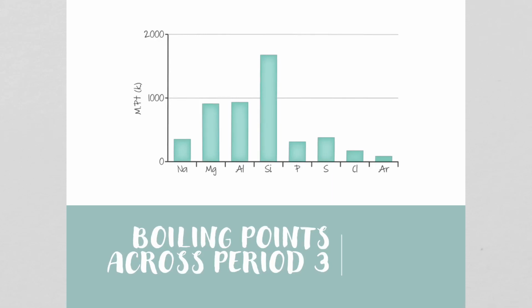This is just showing you the trend of boiling points across period 3. So sodium has a low boiling point, magnesium and aluminum are higher, silicon is quite high, and then there's a plunge, and you can see that phosphorus, sulfur, chlorine, and argon have low boiling points.